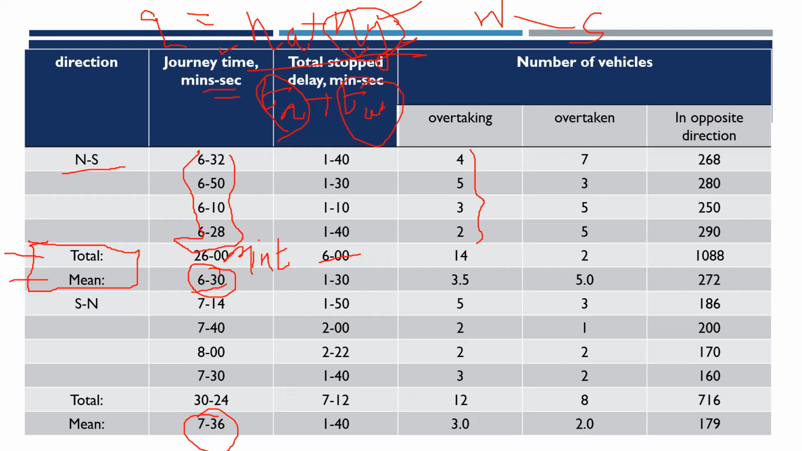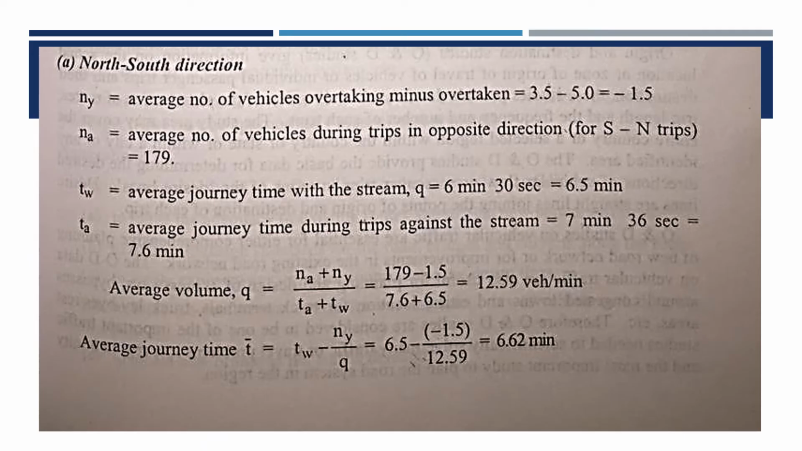Whereas for NA, when the test vehicle is traveling from south to north, how many vehicles were counted in the north-south direction? That is what NA is. So we should not be taking the count of 272, that is wrong. We should be taking the count of 179, because we need to know for the north-south direction how many vehicles were moving when the test vehicle was moving from south to north. This is how you need to take it. Now let's see how we substitute into the equation.